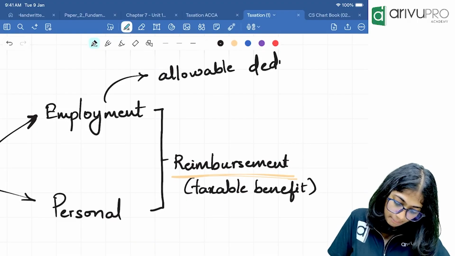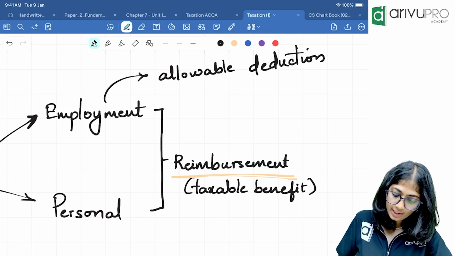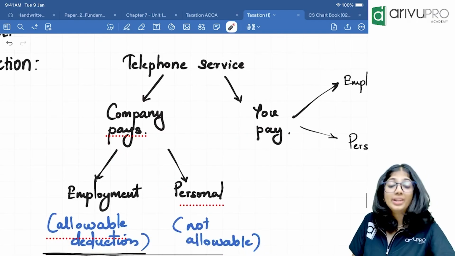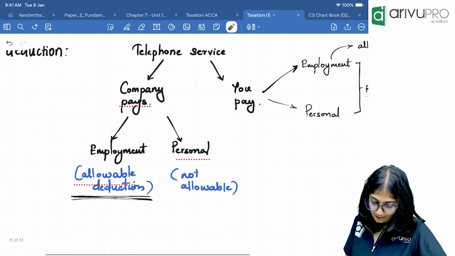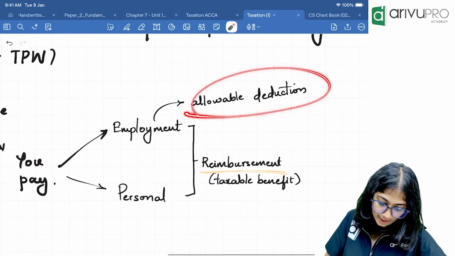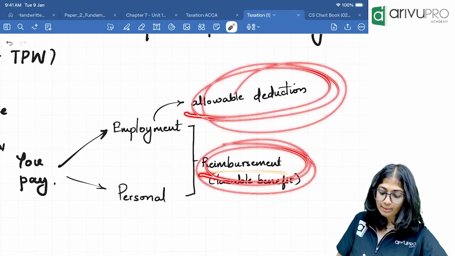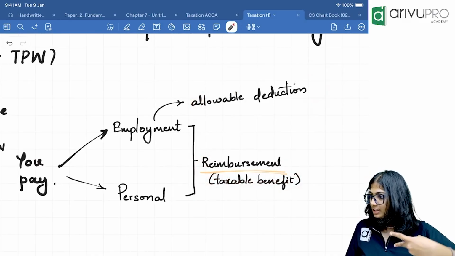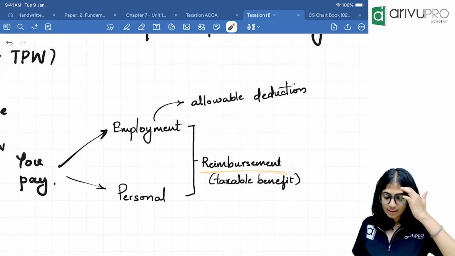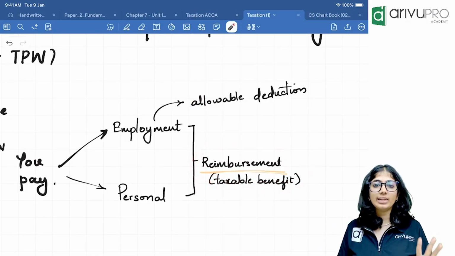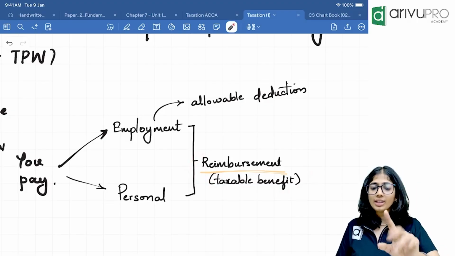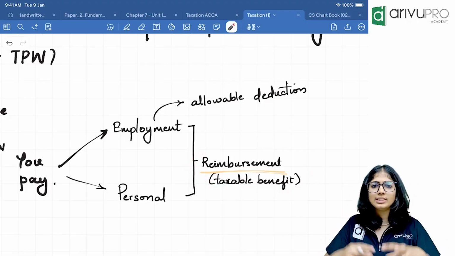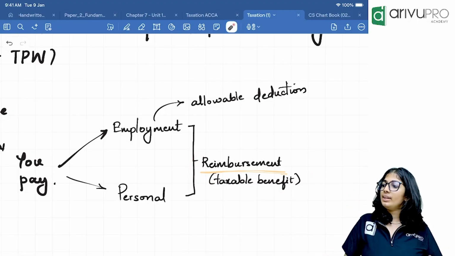Now what will the employee do? Hey, I'm getting 2 deductions here. Here also I'll get allowable deduction. Here I'm getting reimbursement benefit. This is called double counting. First of all, you're getting the money from the company. It's being reimbursed for you. Are you actually incurring the expense? No. The company reimbursed it for you.